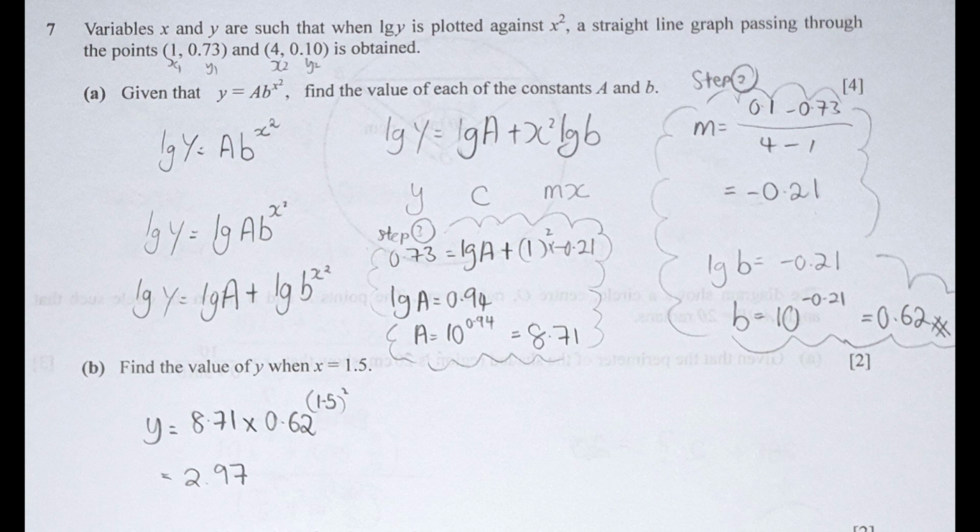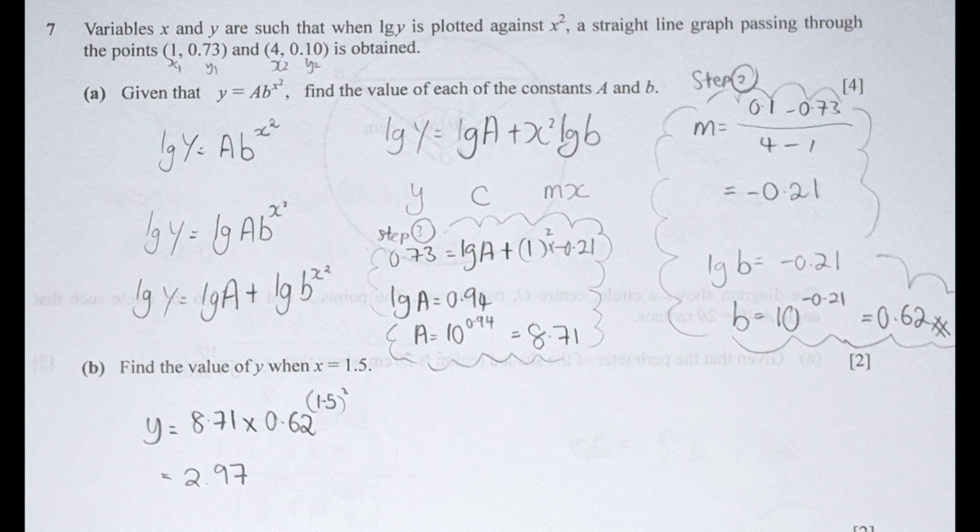So now move on to step 2. Step 2, what we have to do is to identify the gradient. So I took y2 minus y1 over x2 minus x1. I got negative 0.21. And this negative 0.21 is actually our log b here. So for us to calculate it, the base is 10 to the power of negative 0.21 equals b. So b will be 0.62.